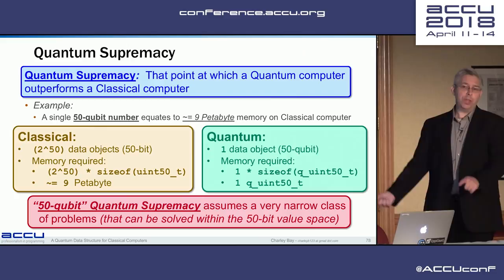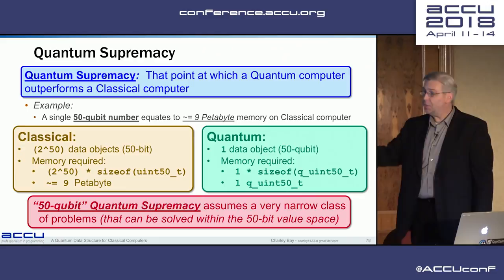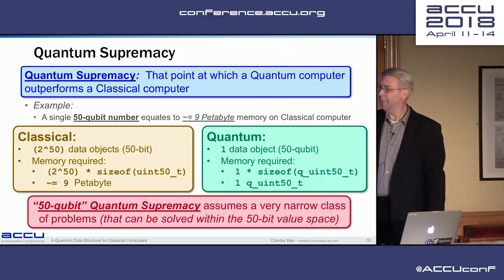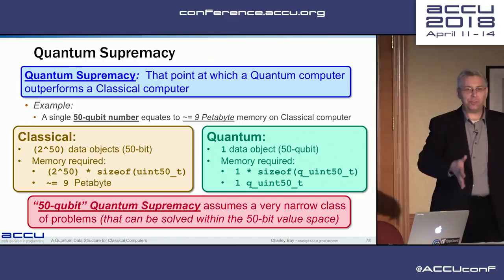About 50 bits. At about 50 bits, you're looking at 9 petabytes for every possible value on a classical machine. How many of you have 9 petabytes on your laptop? Any server at home with 9 petabytes? Servers do exist with 9 petabytes, but most of us don't have them. But if you had just a 50 qubit quantum computer, it would be like this big, it fits in your pocket. Then you could outcompete your classical 9 petabyte machine.